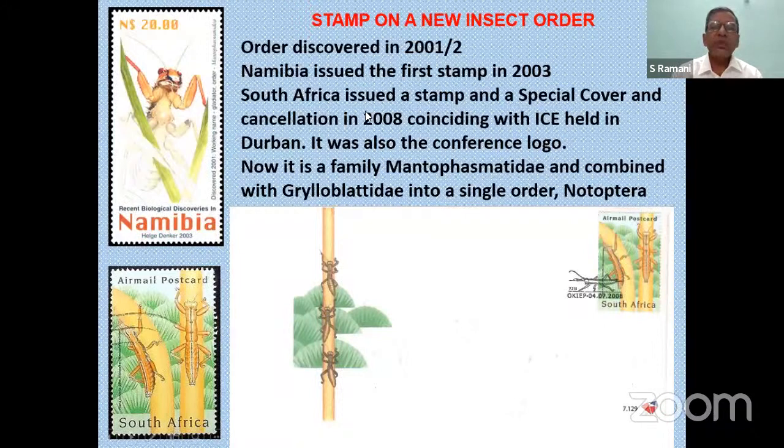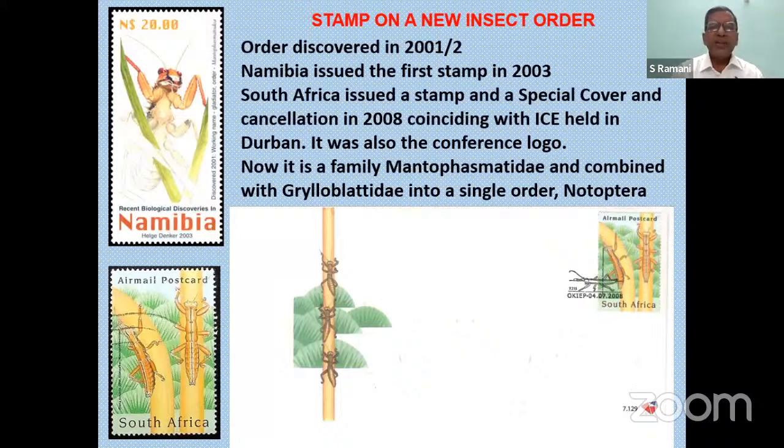Then in 2008, in South Africa, the International Congress of Entomology was held in Durban, and it was their conference logo. So again, the Mantophasmatodea was featured on a stamp, as well as a cancellation, which is there here. And they also produced a stamp, as I told you, this is the first day cover that has been produced. So now, of course, it is a family, Mantophasmatidae, and it is combined with Grylloblattidae, as I told you, into a single order called Notoptera.